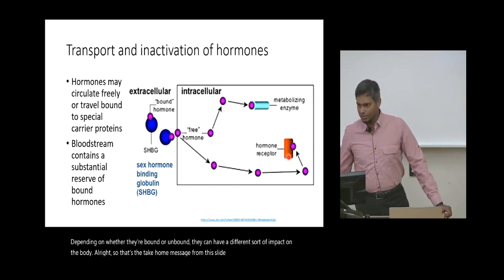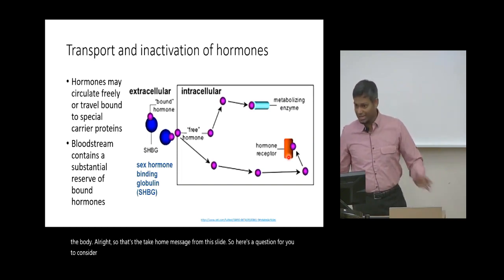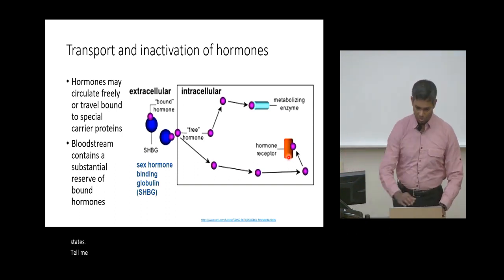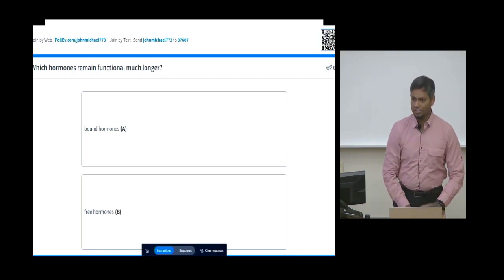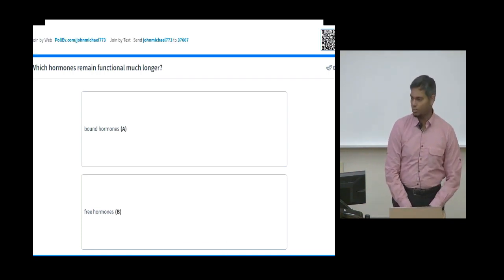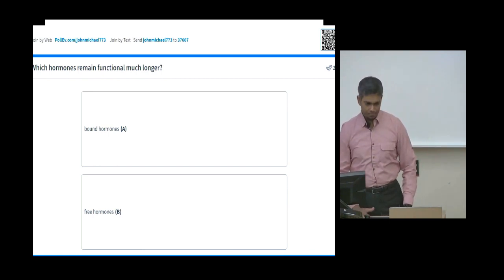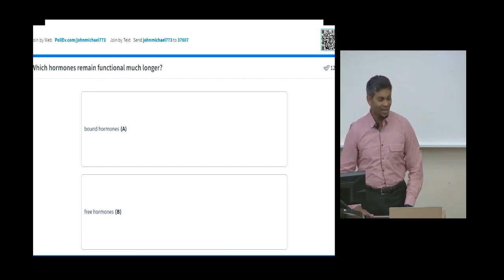So here's a question for you to consider. I told you that hormones can exist in either bound or unbound states. Tell me which of the hormones will be more functional for a longer time. Would it be the hormones which are bound to a protein, or those hormones which are freely in circulation? Let me know what you think, and then I'll explain what I think and why I think that way.